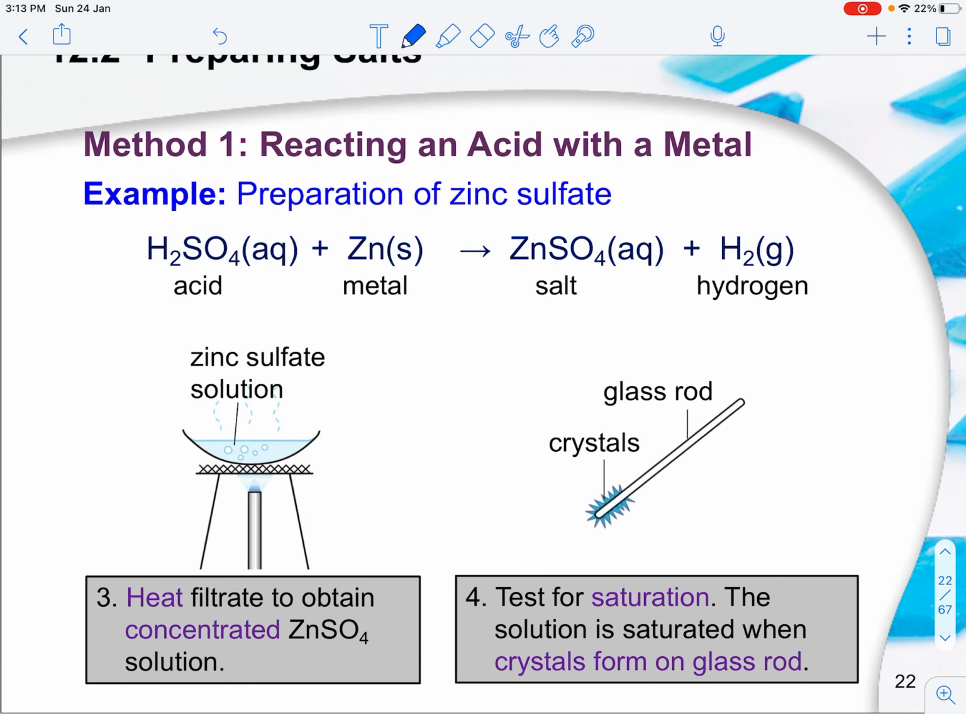After that, what do you do? With the filtrate, you heat it up. This is where the evaporation begins, where you heat the filtrate and obtain a concentrated zinc sulfate solution. And lastly, you test for saturation by using a glass rod. You realize that crystals are formed. So in this step, if you overheat, you will lose a lot of water of crystallization.